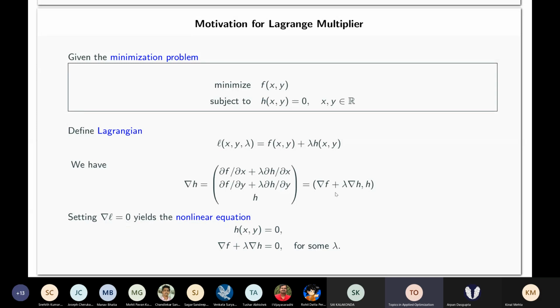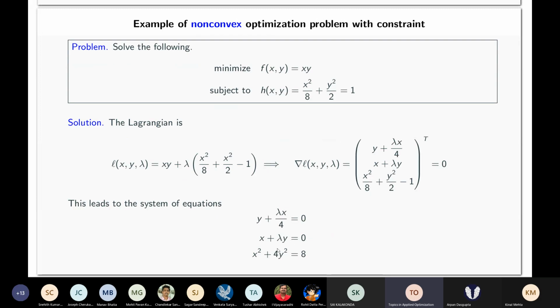So grad L is this, okay? So these are the set of conditions we have been talking about so far. These are just ways to write things. You first write the Lagrangian and so on, but eventually what matters is this set of nonlinear equations that we are supposed to solve. Now let us see some examples so that you can actually solve problems in practice.